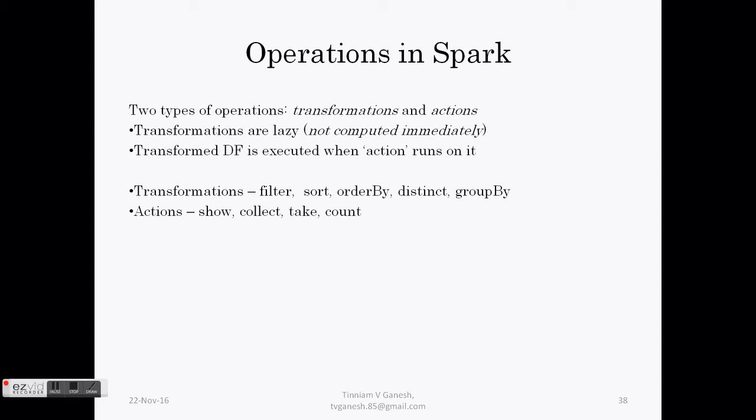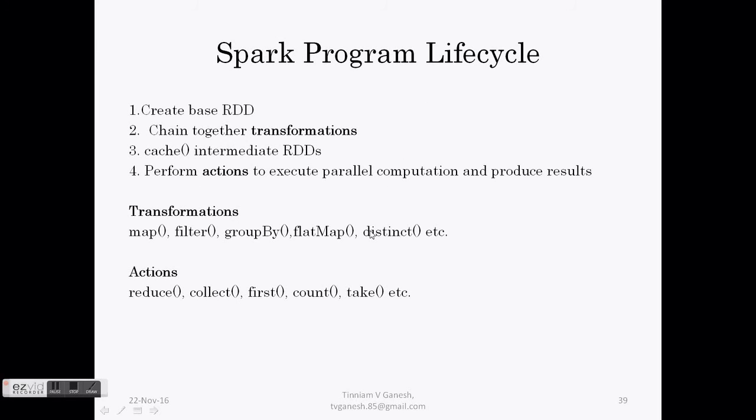So Spark has essentially two main operations. One is known as transformations, and the second is known as actions. Transformations are lazy, that is, they are not computed immediately. You can perform a set of transformations, I'll come to what transformations mean, and then when you perform an action, that is when the computation is actually done. Transformations are filter, sort, order by, distinct, group by, etc. Actions are show, collect, take, and count. So for example, if you have a set of distributed data, you can try to map. For example, if you want to square all the data, you can just say map, and you can square all the data, and that will perform that operation on all the data.